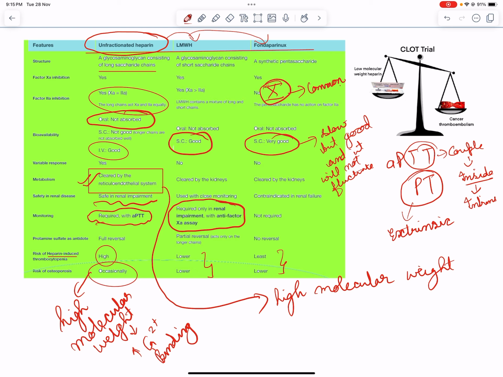Now, for the CLOT trial, we should remember that low molecular weight heparin is used for cancer thromboembolism, as was evident in the CLOT trial. Okay? There is no logic why it is used; there is no such reason. It was just shown in the CLOT trial that for cancer thromboembolism, low molecular weight heparin is used. You can remember it this way: the weight is already too high, because cancer has a high number of cells, so we need something low here, so that in total things are balanced out.